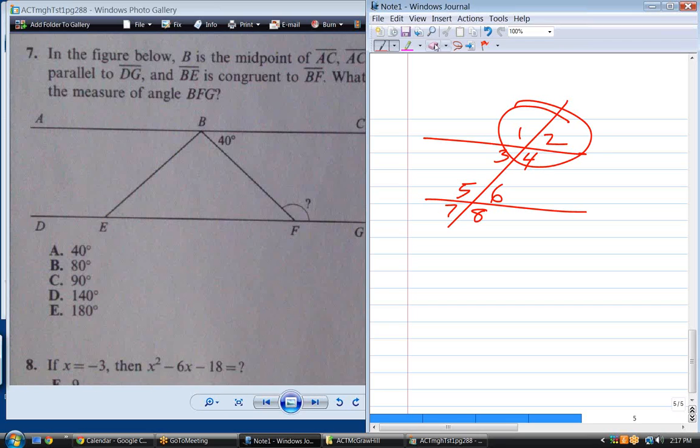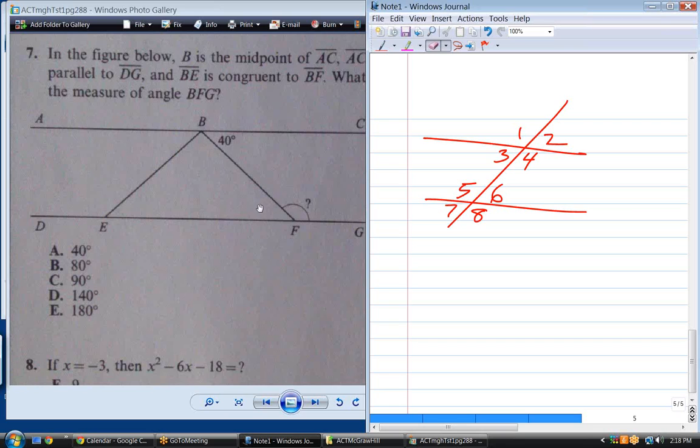So, when I first look at this picture and this diagram, I know that this angle right here is an acute angle. That means it's got to be 40 degrees. Because 40 degrees is one of the angles that was created when we drew this transversal.